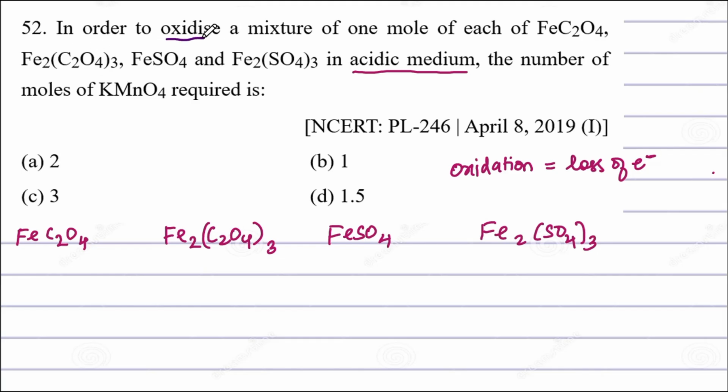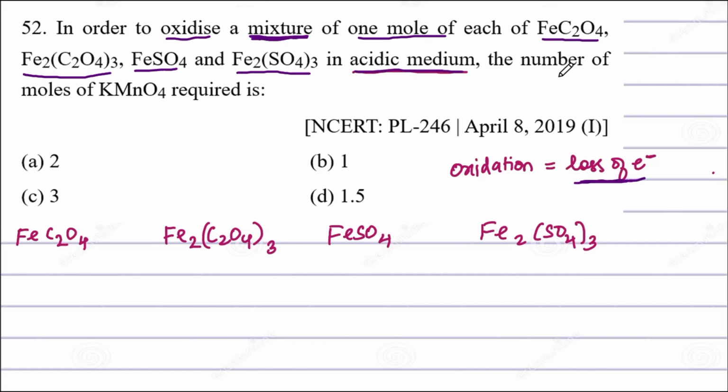In order to oxidize a mixture, what are the compounds present in this mixture? FeC2O4, Fe2(C2O4)3, FeSO4, Fe2(SO4)3. So all these 4 compounds are present in this mixture, and 1 mole of each of these 4 compounds is going to oxidize all together, at the same time.